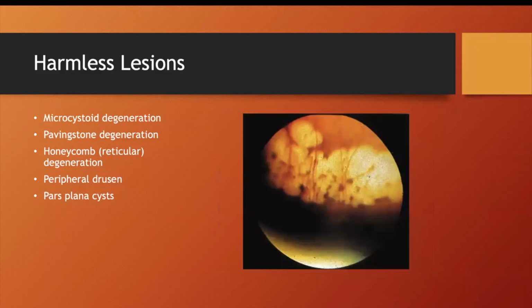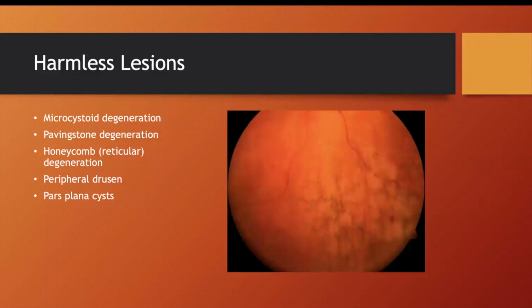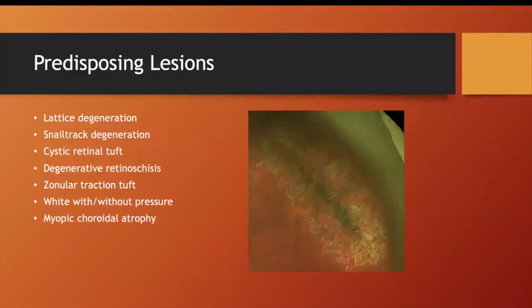Paving stone degeneration looks more like this. You've got these specific discrete areas, again peripherally, and again, this holds a very low risk when it comes to causing a break or a detachment. Honeycomb or reticular degeneration looks a bit like this. And then you've got peripheral drusen. Couldn't find really a very good picture of that, but it basically looks like drusen, but right out into the periphery, completely asymptomatic and harmless as well. And pars plana cysts are these flat cysts right at the very edge of your retina. You'll see that if you've got a very wide field lens, or if you're doing some indentation.